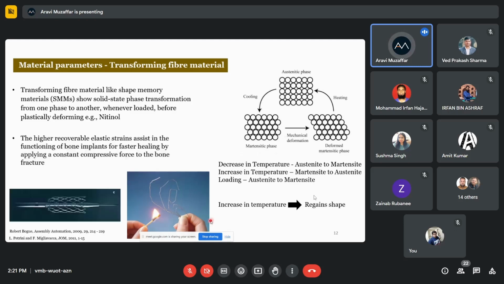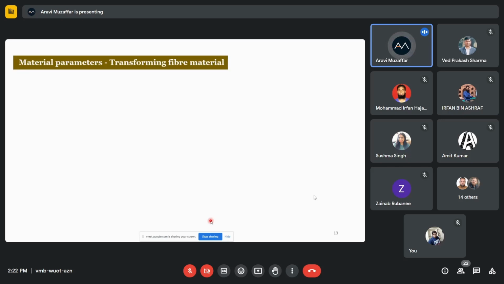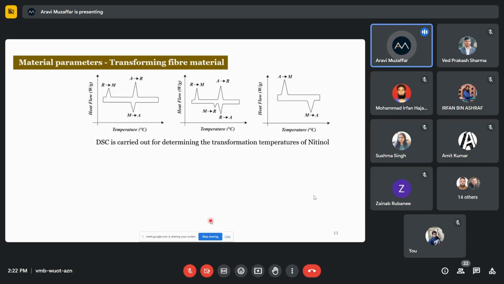It is also seen that for all the conventional materials, the elastic strains are very small, about 3%, 4% maximum. But for shape memory materials like nitinol, it is about 8%. So the recoverable elastic strain is about 8%, which helps in the functioning of bone implants, as they apply a constant compressive force to the bone fracture. And hence they are used in many biomedical applications.